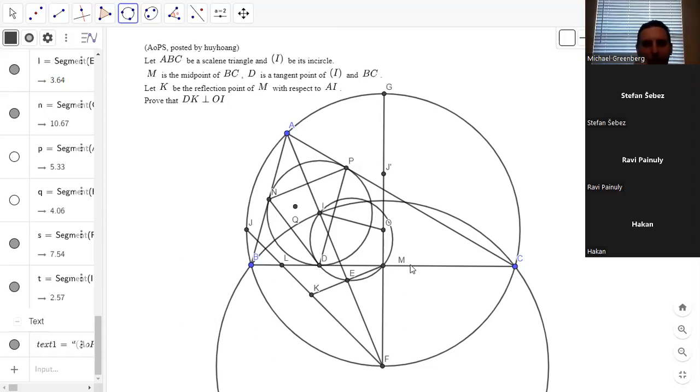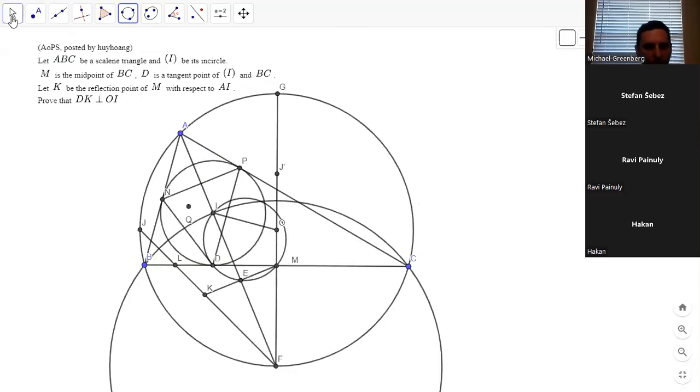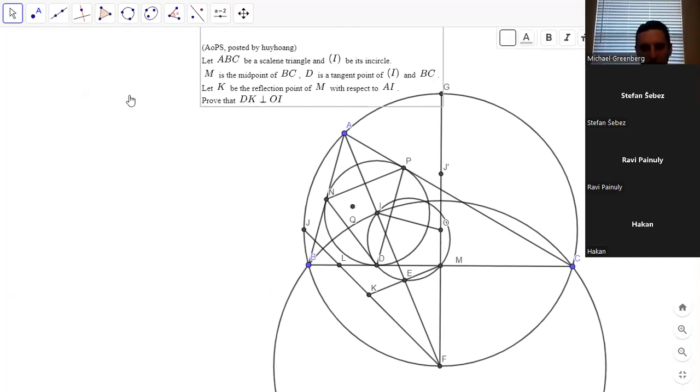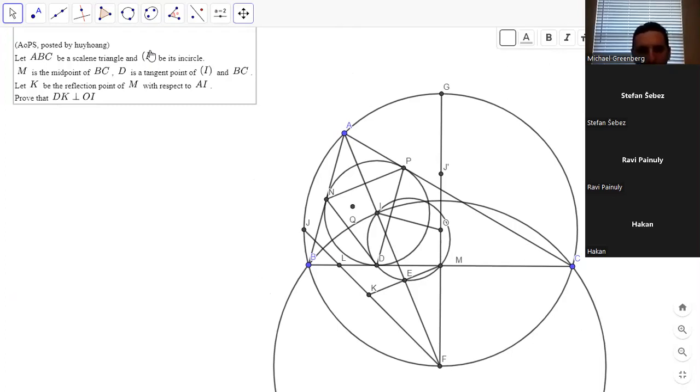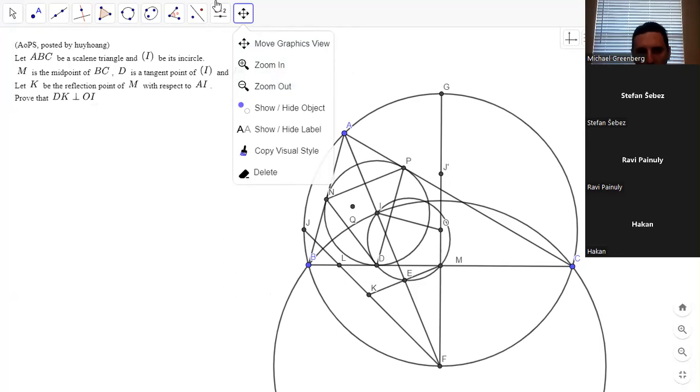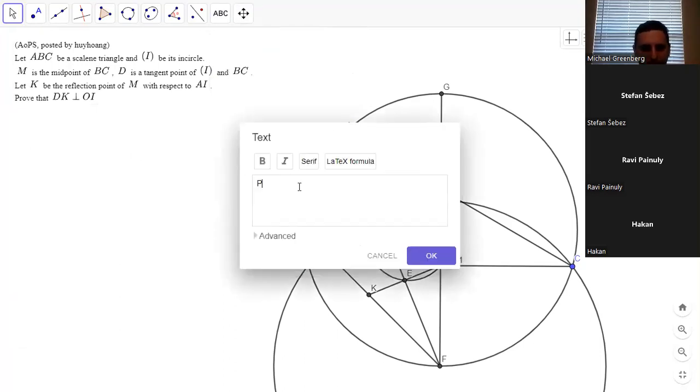Okay, so I think I've kind of reduced the problem to a calculation here. It's a little bit of a complicated calculation, but let's try it out. We have, let's see how this works, the power of D with respect to O minus the power of D with respect to the incircle.